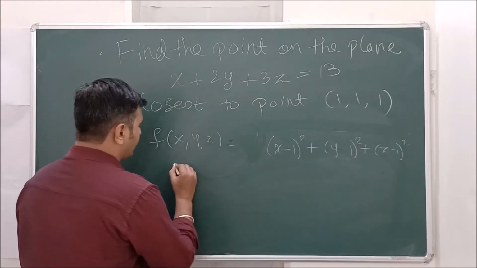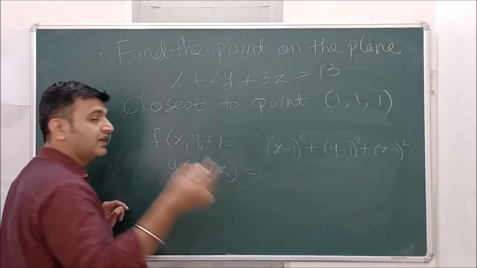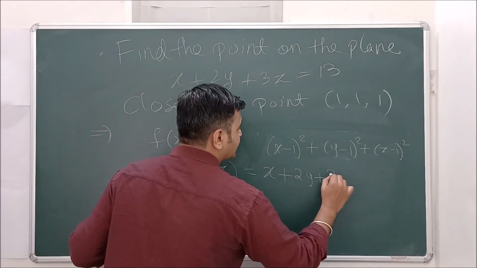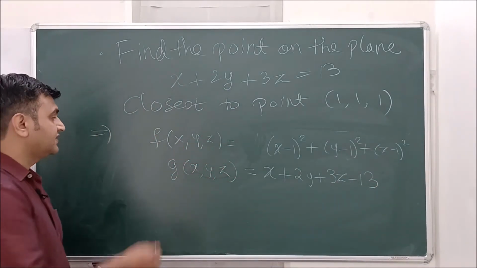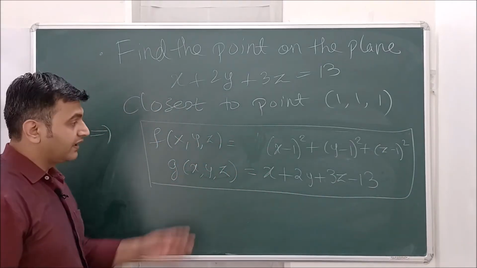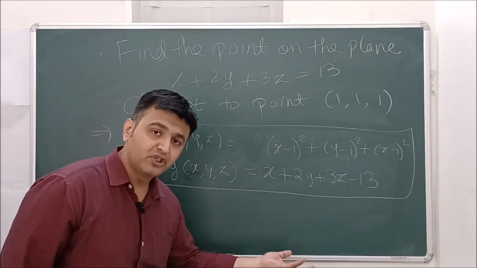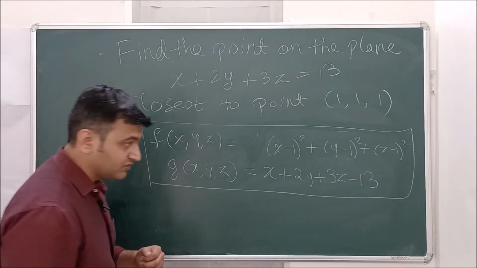What is the constraint? Your g of x, y, z. The constraint is it should lie on the plane. So x plus 2y plus 3z minus 13. So these are the two functions I want. Are they differentiable? Yes, because you can take the partial derivative. They will again be polynomials. They are continuous. Good. Is the gradient non-zero? Yes, it's a non-zero vector.